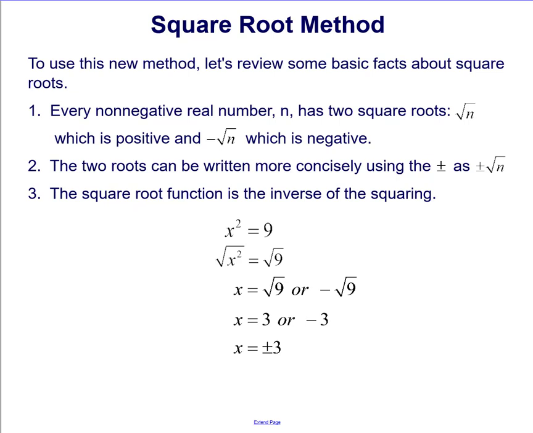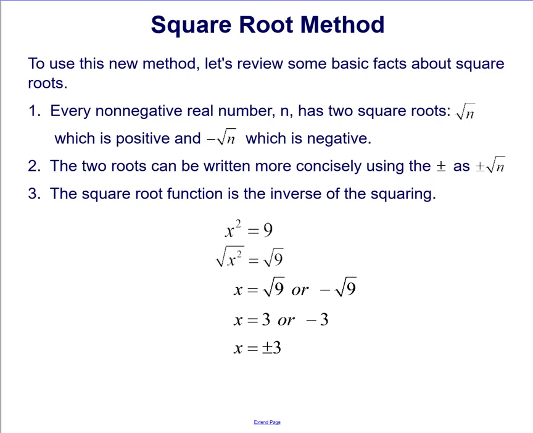Now, in algebra, to solve this logically, we would do the inverse operation. We would take the square root of both sides. So on this left side here, I have the square root of x squared. Since they're inverse operations, we're left with x, because inverse operations undo each other.